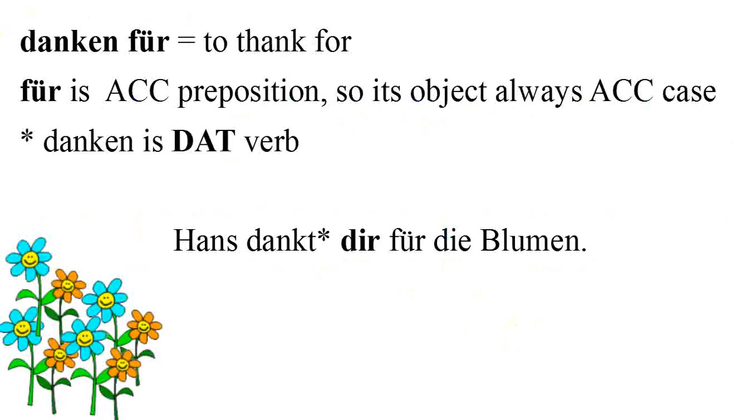So here's one example that's a little easier. Danken für. So, to thank for something. We already know that this is part of durch, für, gegen, ohne, so this is an accusative preposition. Therefore, the object of that preposition will take the accusative case. So, for the flowers, für is accusative, and therefore this stays in the accusative case.